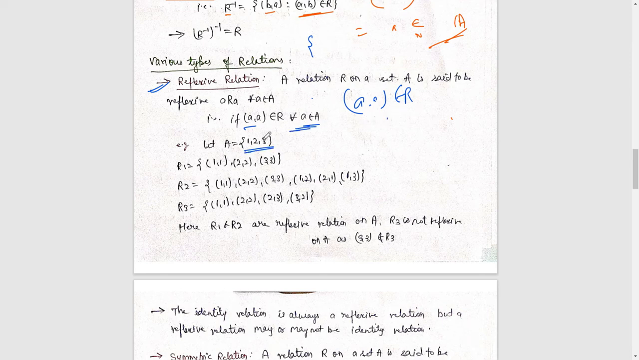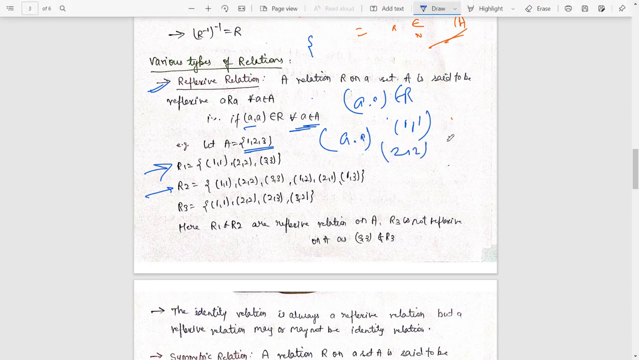So let's say A is equal to {1, 2, 3}. Let's say we're defining three relations. The first relation is {(1, 1), (2, 2), (3, 3)}. We can see that for all elements belonging to A, we have (a, a). If 1 belongs to A, then (1, 1) is there. If 2 belongs to A, then (2, 2) is there. And if 3 belongs to A, then (3, 3) is there. This is the for all symbol, so for all elements of A this holds. So this R1 is a reflexive relation.